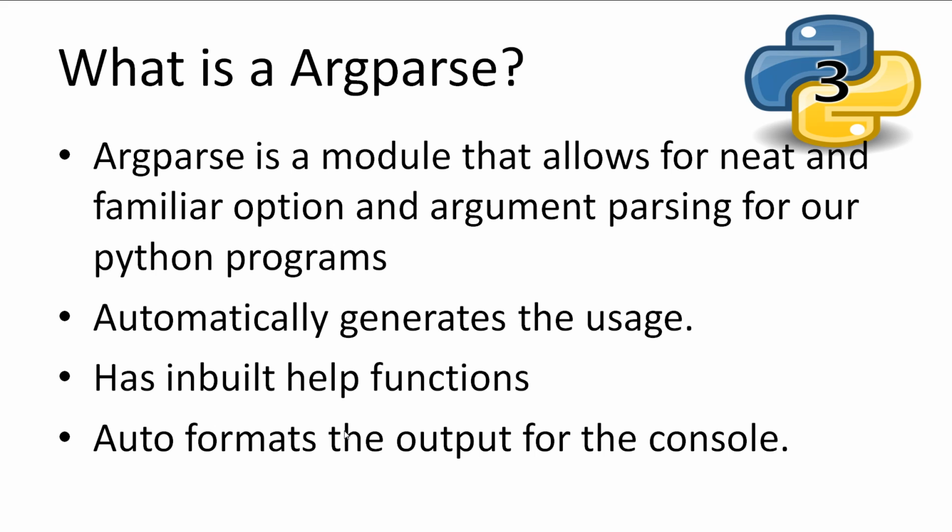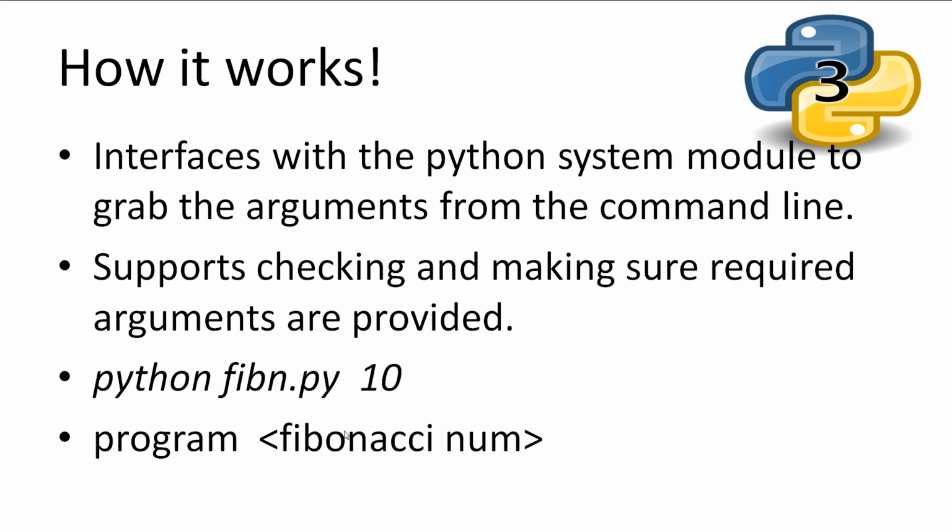Argparse is a standard module that comes with Python. It allows for easy and neat option and argument handling for our Python programs. Argparse handles generating program usage, generates the help output, and handles formatting for the console. Argparse works by interfacing with the Python system module, taking the command line arguments and assessing whether they are an option or an argument. If it's neither, it is ignored.